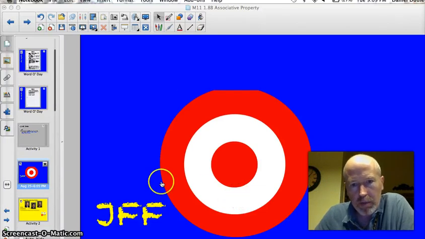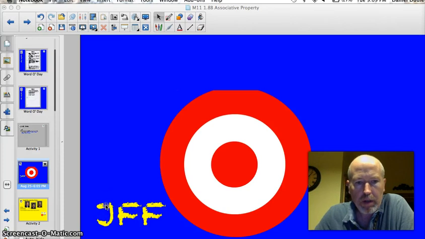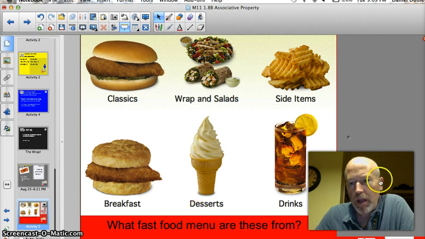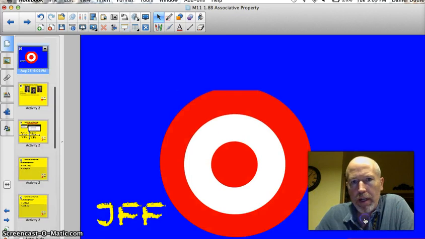Today we're going to be talking about the associative property. All right, let's start with something fun. What fast food menu are these items from? And we'll be back to check that out at the end.